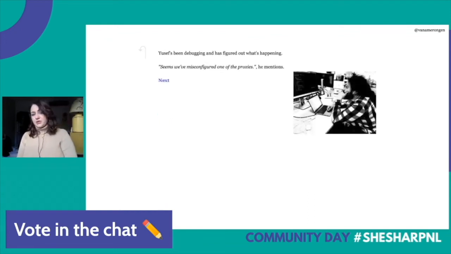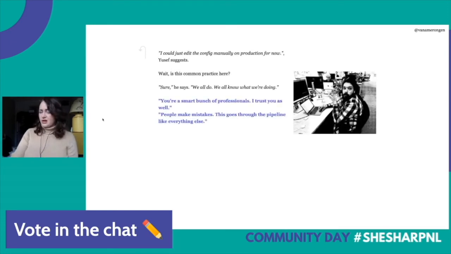And so Yusuf has been looking into this issue that people are getting on this landing page. And he's kind of like typing in his terminal, and he says, I think I see the problem. It seems we've misconfigured one of the proxies. So basically what's happening is people are being sent to the wrong place when they try to enroll, and that place doesn't exist. So, okay, that's an issue. How can we solve it?